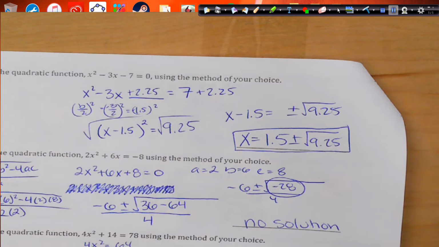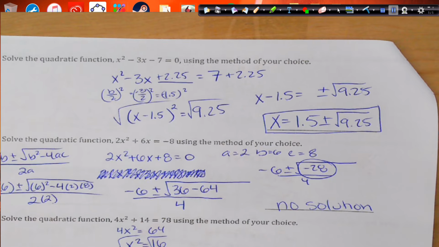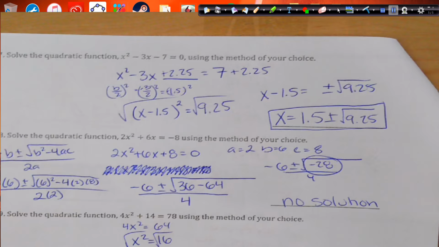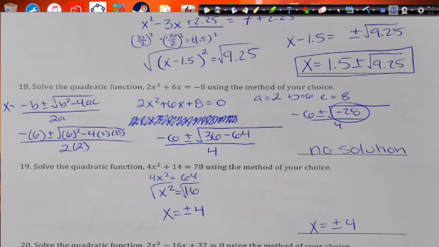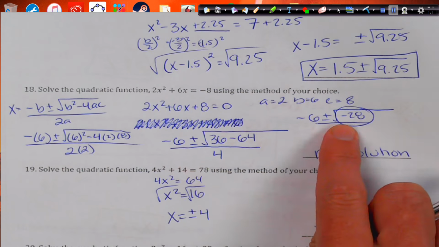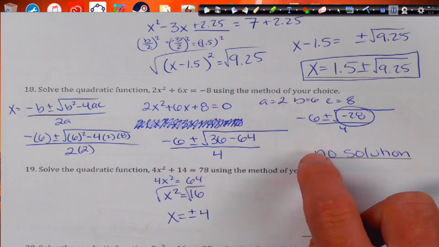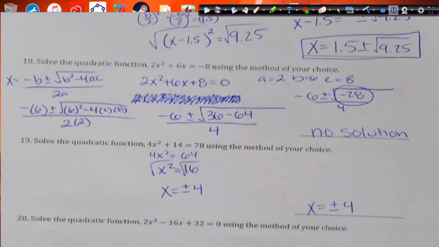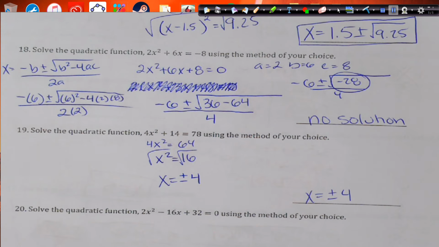Number 17 we did in class. I did this one using a method of my choice, which was completing the square. Now I wouldn't recommend completing the square for this one. I would probably use the quadratic formula, but I did one with the quadratic formula right underneath it. That one was done with the quadratic formula, which we just did. We got a negative underneath the square root, which is not possible to take the square root of, so we said no solution.